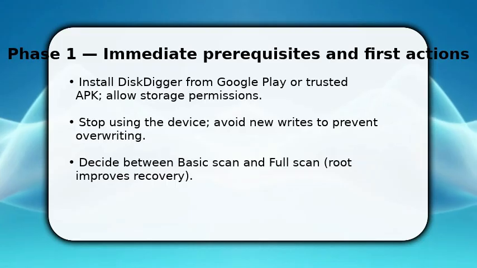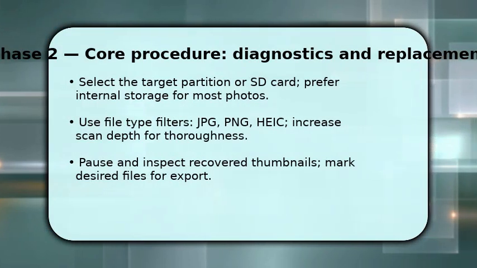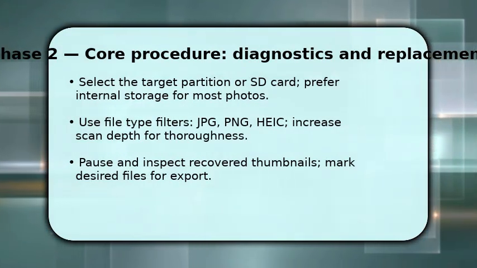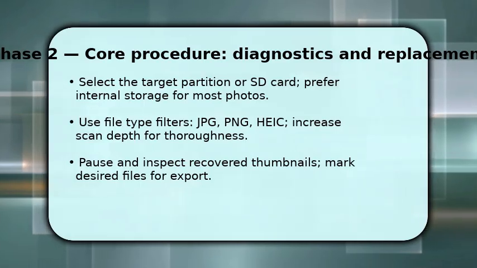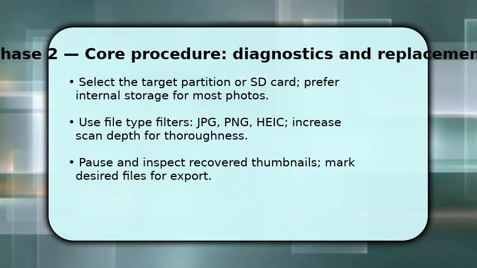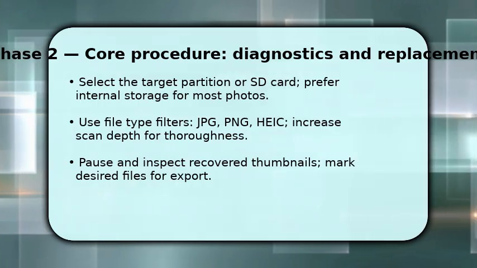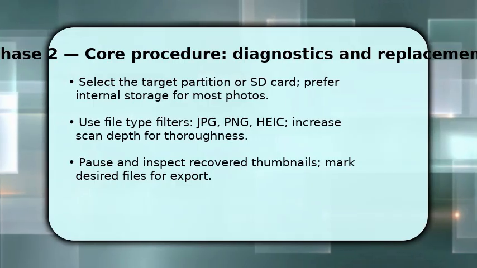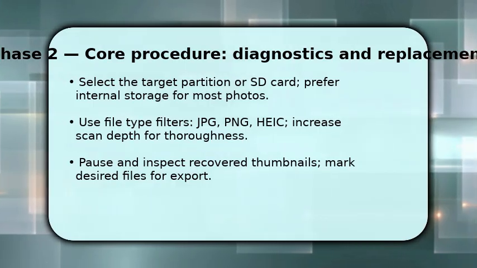You select the partition or SD card where photos were lost, because targeting narrows the scan and saves time. Then pick file type filters like JPG, PNG, or HEIC so Diskdigger ignores irrelevant data. If results are sparse, increase scan depth to search raw clusters, which takes longer but finds more fragments.